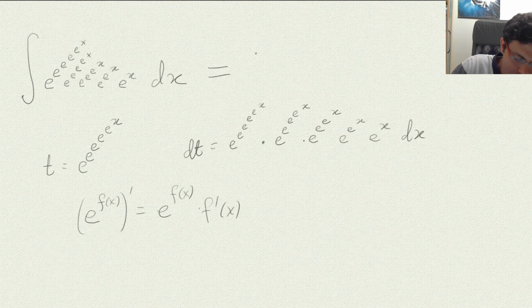So this is just the integral of dt. So it turns out to be just t plus a constant. But t is this. So it's actually e to the power of e to the power of e to the power of e, 1, 2, 3, 4, to the power of e to the power of x, plus a constant.